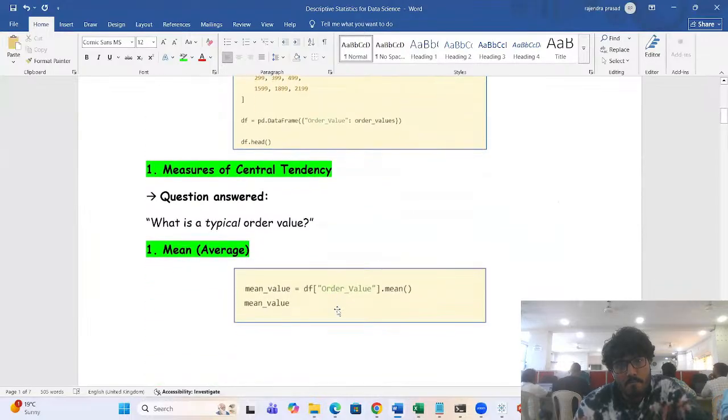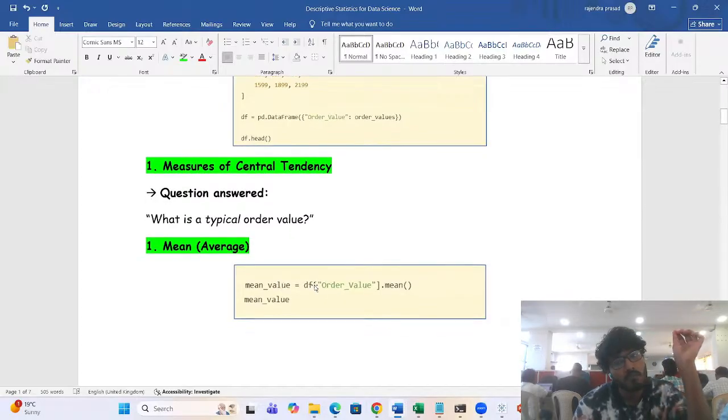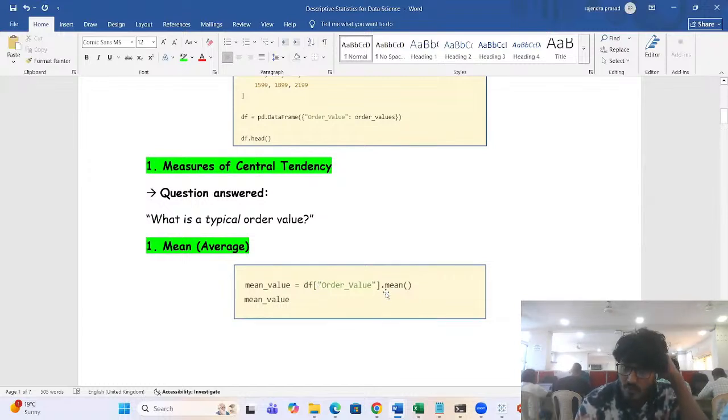Now we'll go and see the measures of central tendency. By using the measures of central tendency, what questions can be answered? What is the typical order value? Means what is the most frequent order value, or what is the expected order value amount? How can you find it? By using the mean. How do you calculate the mean? You select the column on which you want to find the average, dot, and you have an aggregate function called mean. You apply it, and you get the value.